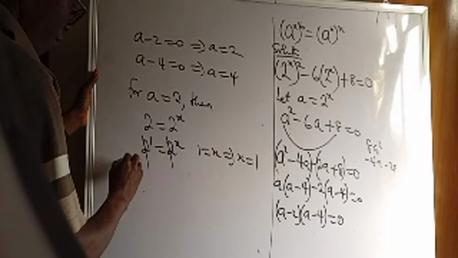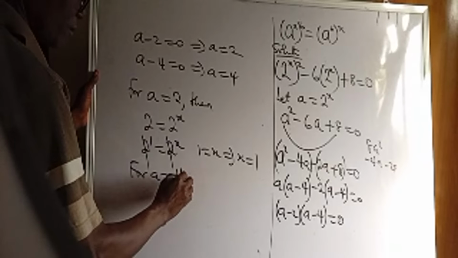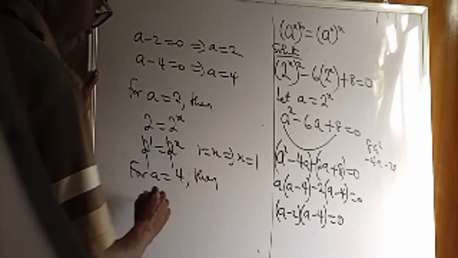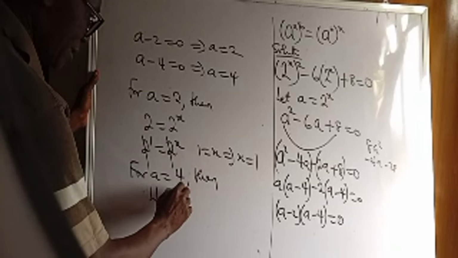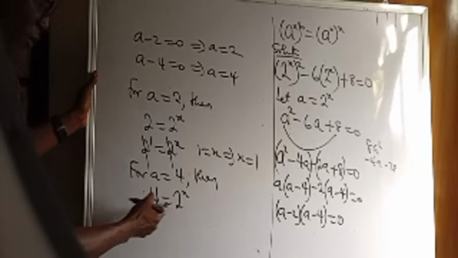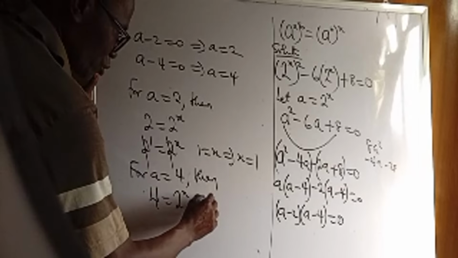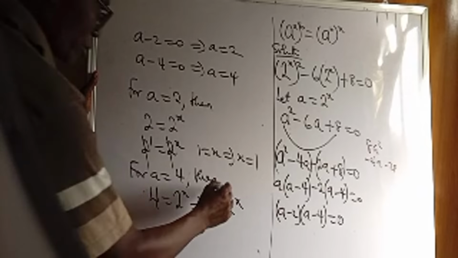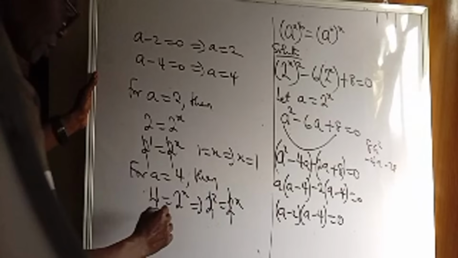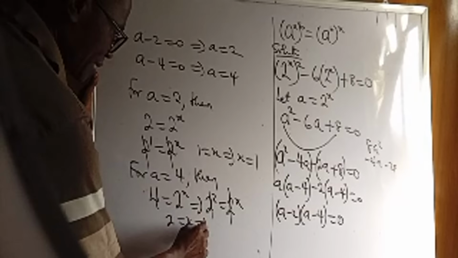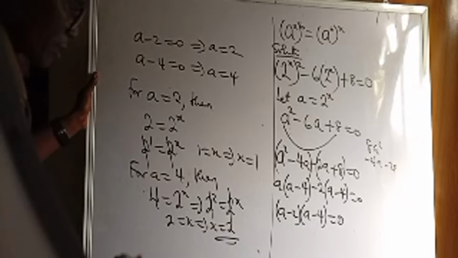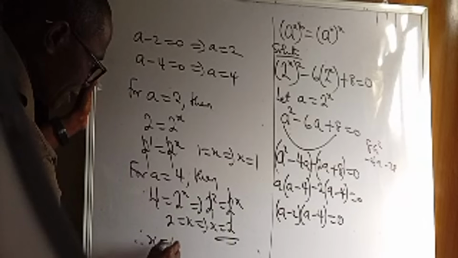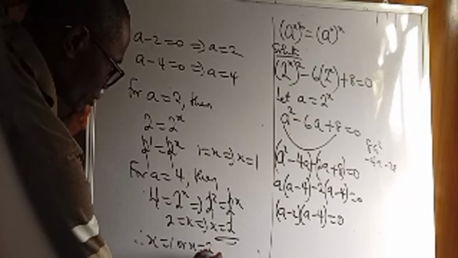Similarly, for a is equals to 4, then 4 will be equals to 2 raised power x. So we can express 4 in multiples of 2. That will give us what? 2 raised power 2, which stands for 4, equals to 2 raised power x. So this 2 here will cancel the 2 here. 2 will be equals to x, which implies x equals to 2. Therefore, x equals to 1 or x equals to 2.